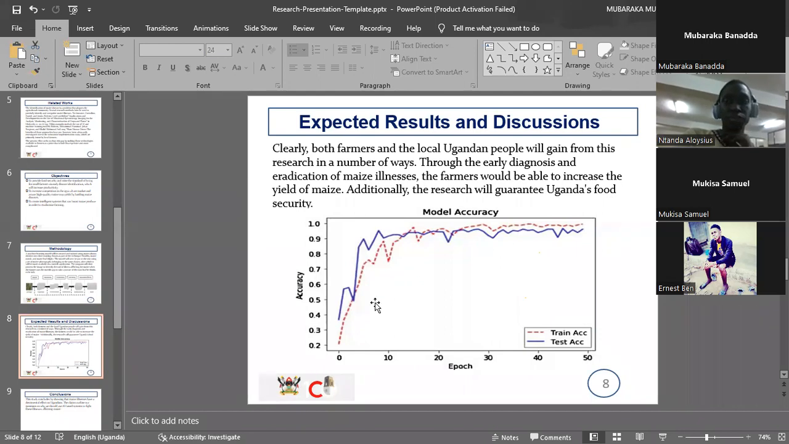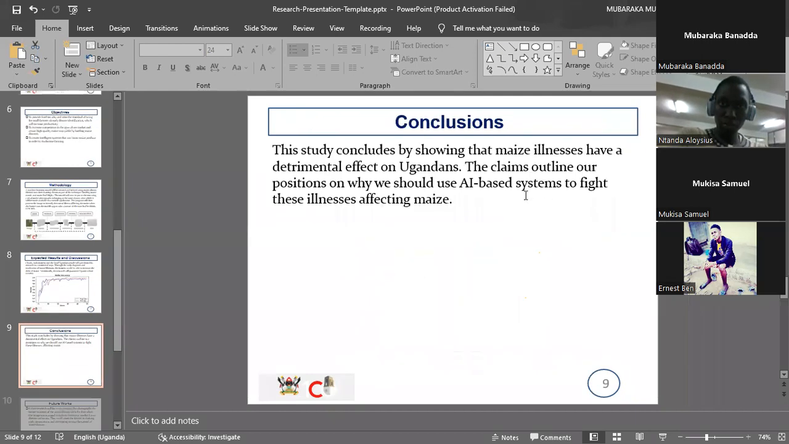This we promise you. Here we were able to show you the accuracy, and how we're going to improve the accuracies of our model. So this is a graphical representation of that.